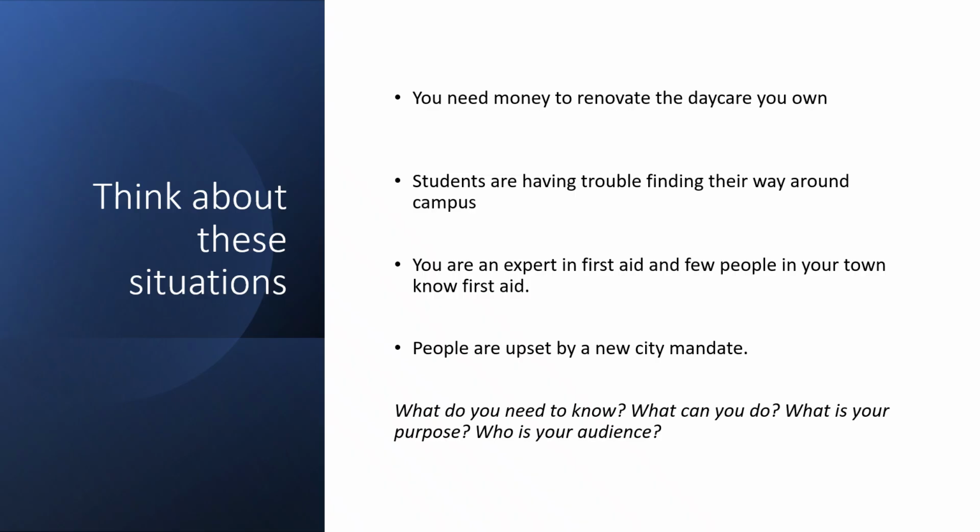Let's say people are upset by a new city mandate. Well, we can all sit around and grumble, or we can find out who we need to address about this. Do we need to talk to the city? Do we need to talk to voters? Do we need to talk to a council? Who do we need to talk to? Do we need to talk to the newspaper and get the word out?